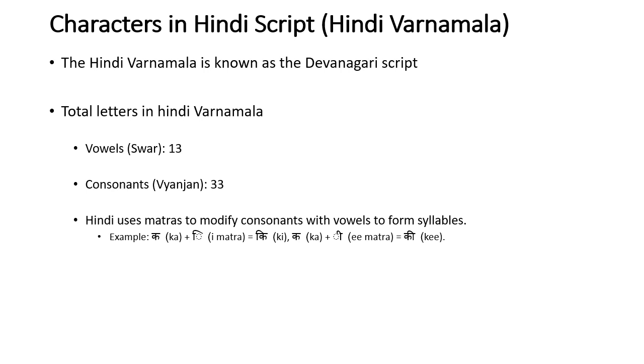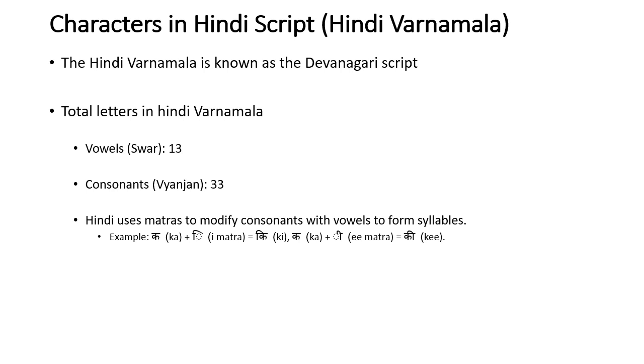So the vowels we call swars in Hindi. There are 13 vowels. The consonants we call Vyanjan. There are 33 consonants.